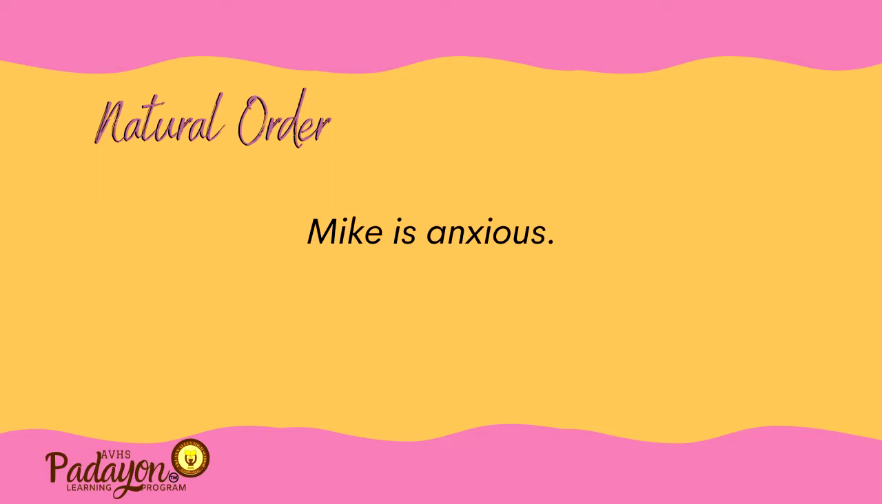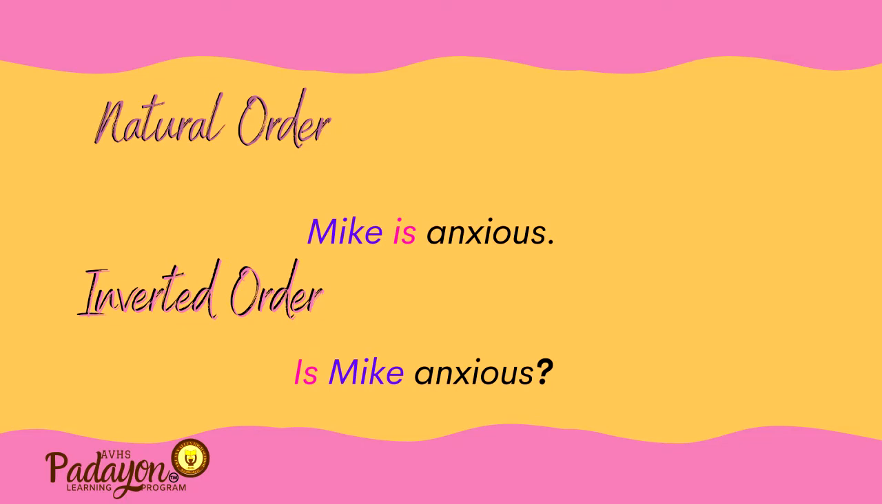We have here a sentence in its natural order. Mike is anxious. The subject is Mike and the verb is "is." In the inverted order, it goes this way: Is Mike anxious? Now, as you can see, from a declarative sentence, the sentence became an interrogative sentence. The verb "is" comes before the subject Mike.